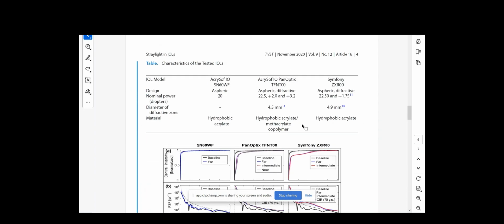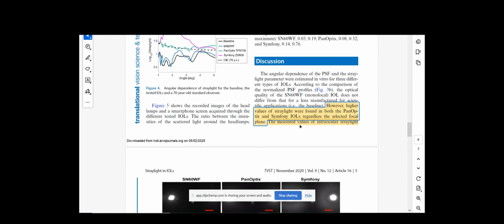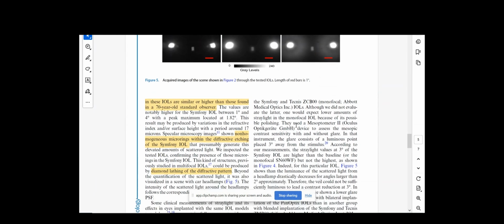I'm trying to give you the reasons which create this stray light. They found in the Symphony IOL non-homogeneous micro rings within the diffractive echelettes, which could be improved. And therefore many companies are constantly trying to improve their diffractive optics so that the scattering of light can be minimized as much as possible.